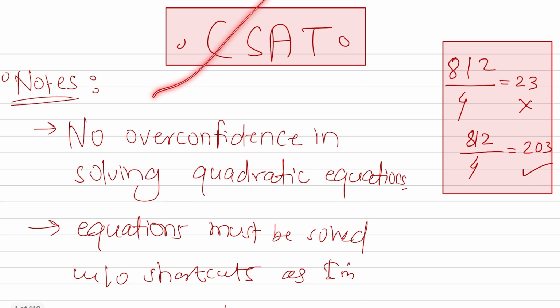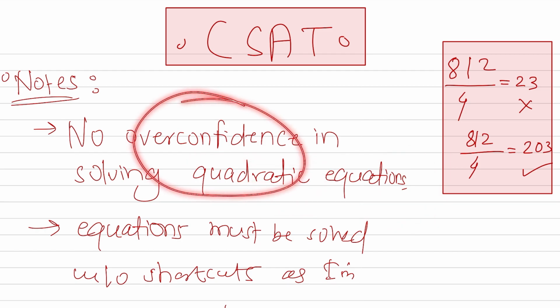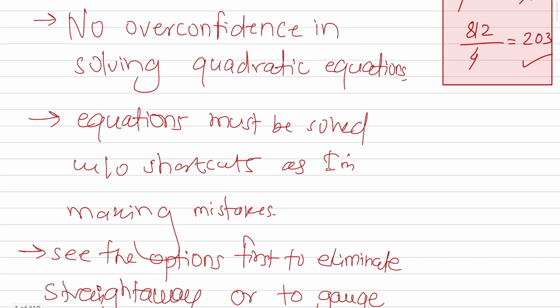For instance, there are some important instructions that I have given to myself in the beginning. For instance, no overconfidence in solving quadratic equations. I knew while solving that I'm making mistakes in the quadratic equation, so I need to make sure that I am not overconfident while solving these equations.